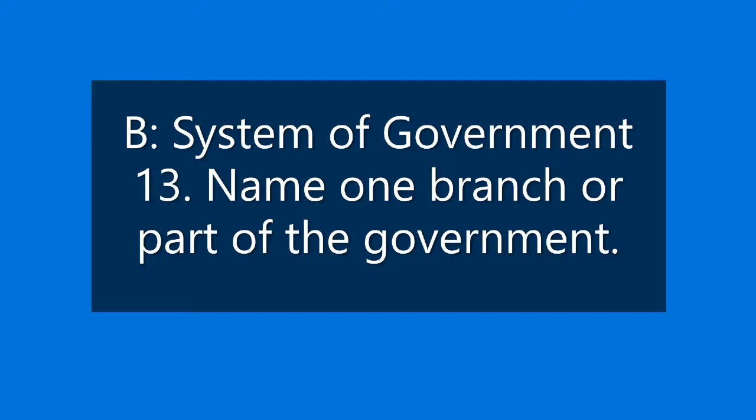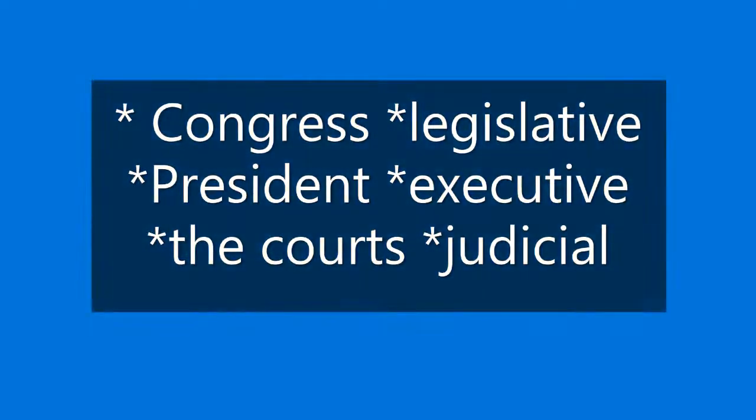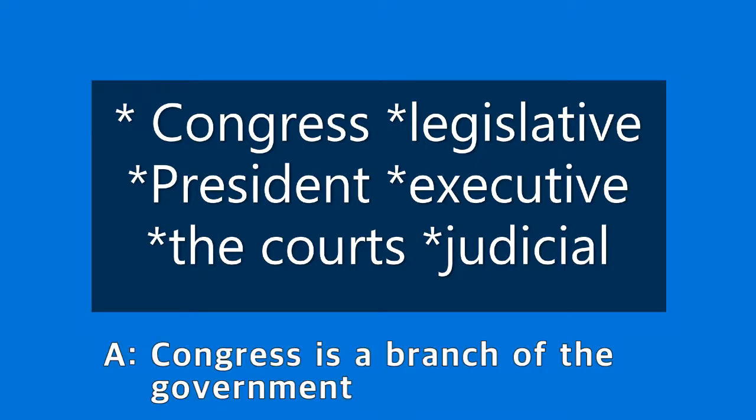Let's continue with section B, System of Government. Question number 13. Name one branch or part of the government. The answer: you can pick one out of those 6 examples, so you should say, Congress is a branch of the government.